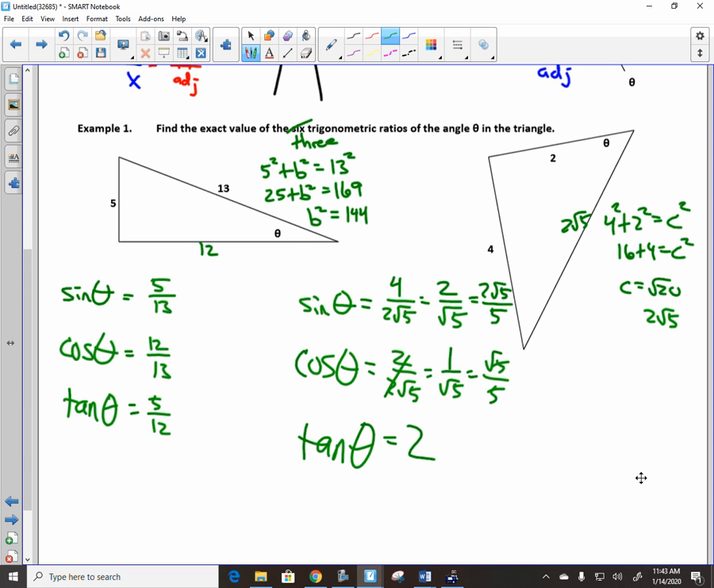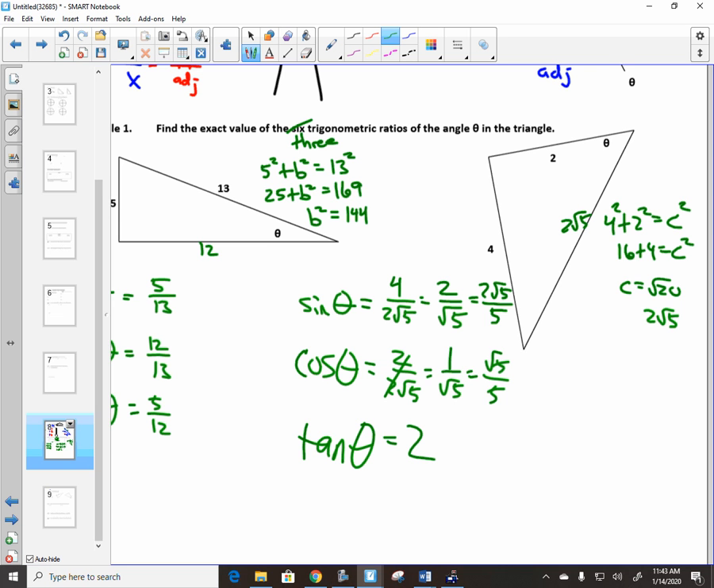Yep, very good. Done. All right, flip it over, next page.